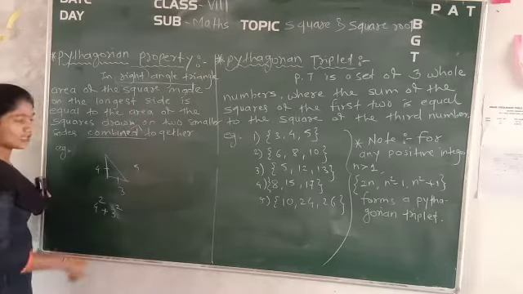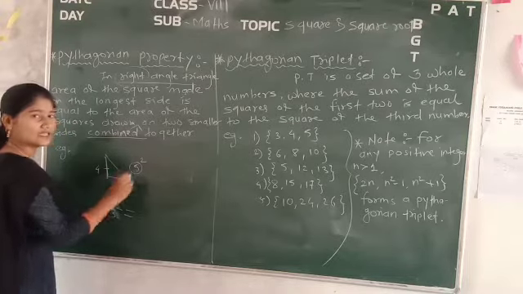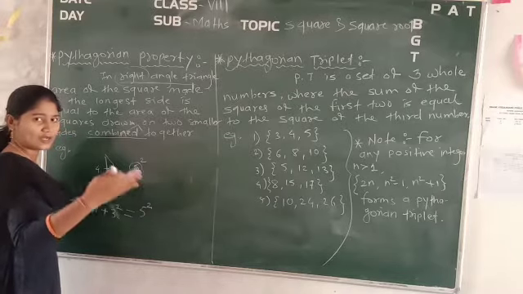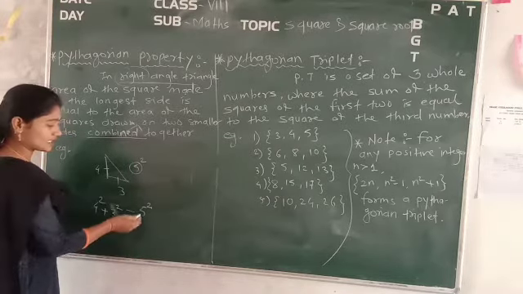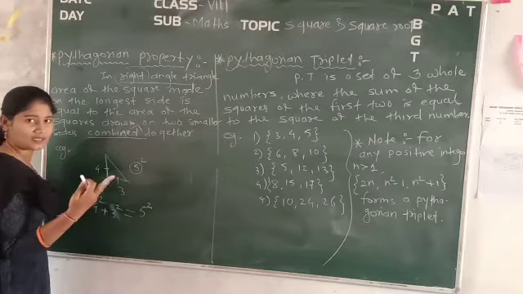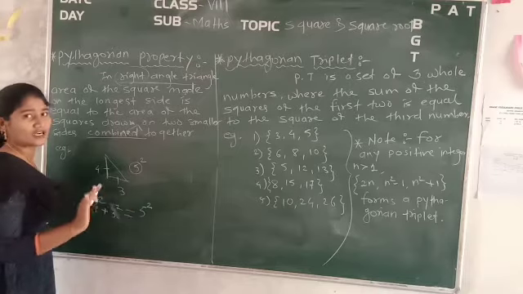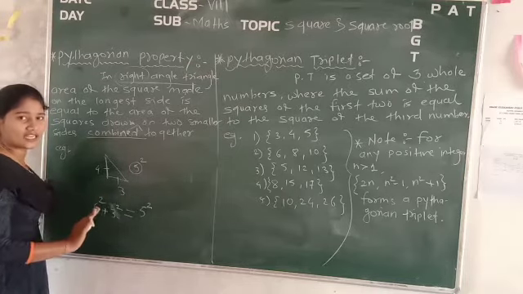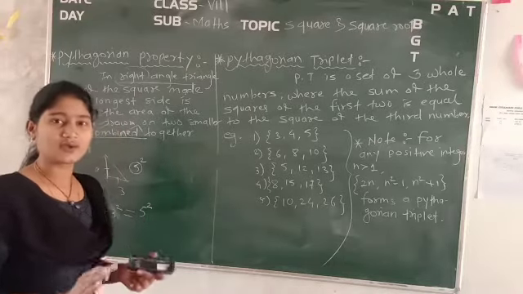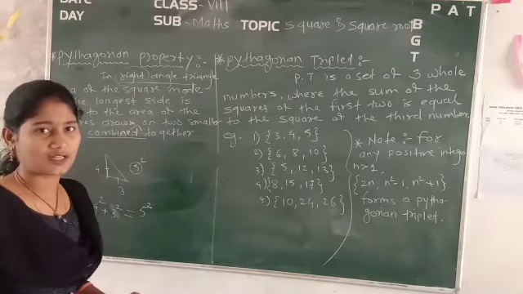What have we taken? Sum, that is addition. It should be equal to the area of the third side, and area means side into side, so we are getting the square, that is 5 squared. So in that way, the addition of the squares of the first two numbers should be equal to the square of the third number. If this equation is satisfied, that is, if the left hand side is equal to the right hand side, then you can say that these numbers are a Pythagorean triplet, otherwise it is not a Pythagorean triplet.